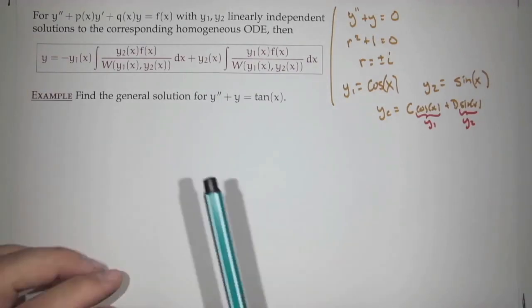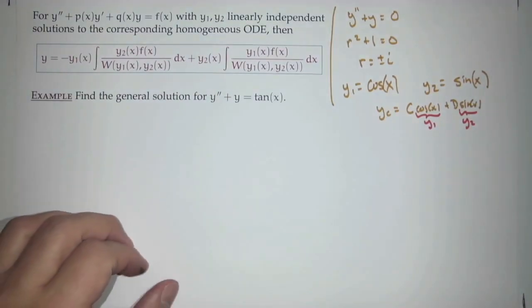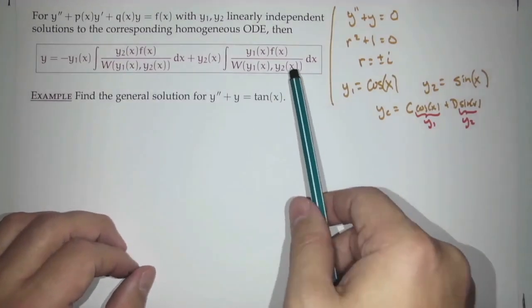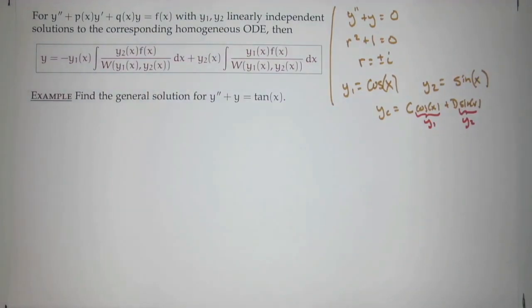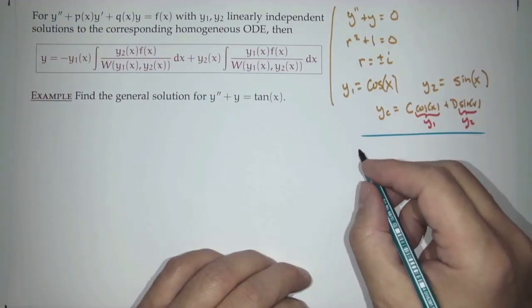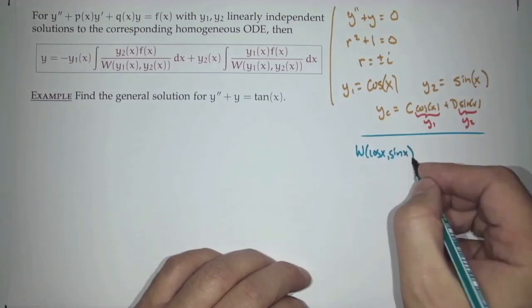All right, so now that we found y1, y2, that's good. What's probably a next thing we should find? Wronskian. Because that's going to be sort of the hard piece here. Because the Wronskian is in the denominator, and it shows up twice. So we should take some care. So we're going to take the Wronskian of cosine of x, sine of x.